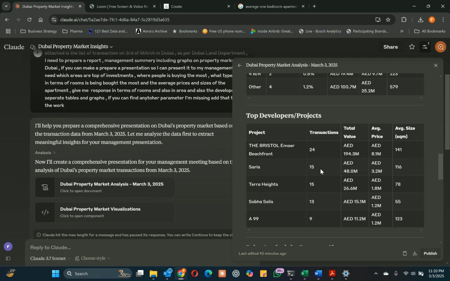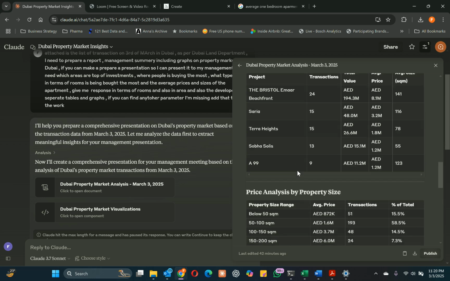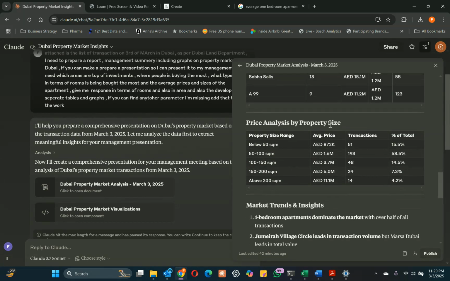Saria, Terra Heights, Soba Solis, A99. If you look at the price and property size below 50 square meters, it's about 872,000 dirhams. 51 transactions for a small property size. The main one was from 50 to 100 square meters at 1.6 million dirhams. Wow, that's again a huge price. 193 transactions at 58.5%, 153.7 million dirhams.